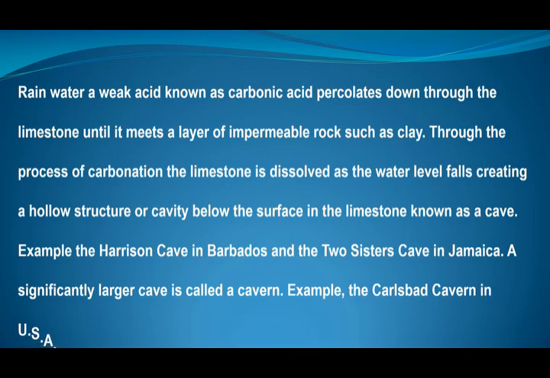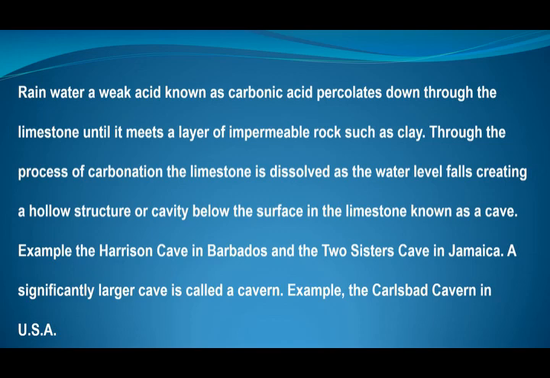As the water is percolating through the limestone, it will encounter a layer of impermeable rock. That is the layer of rock that doesn't allow water to pass through. And when it encounters this layer of rock, for example clay, the water will eventually build up or rise beneath the surface. Now, the water being what we call a weak acid known as carbonic acid, right?